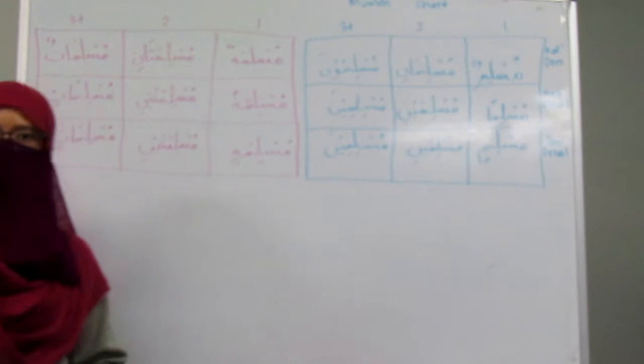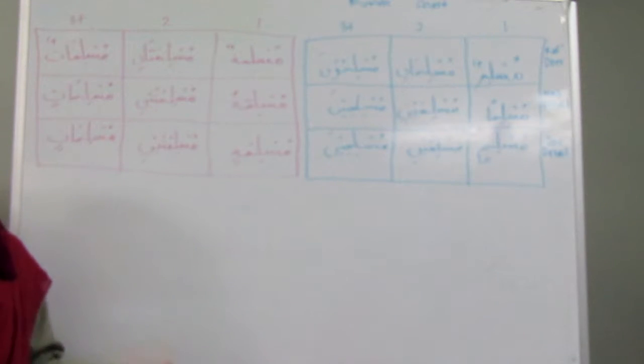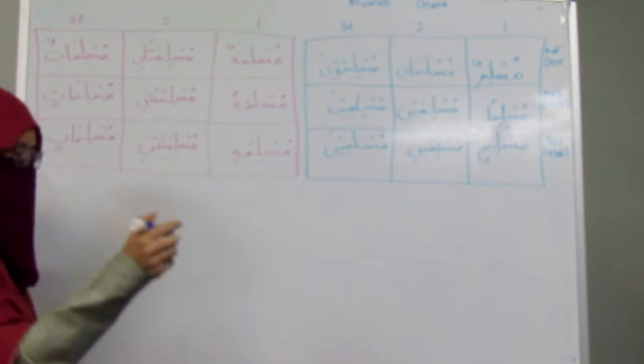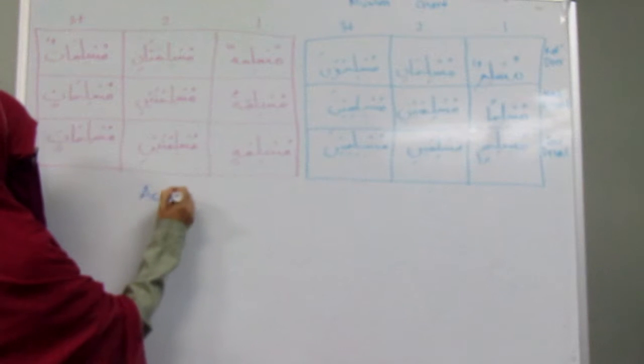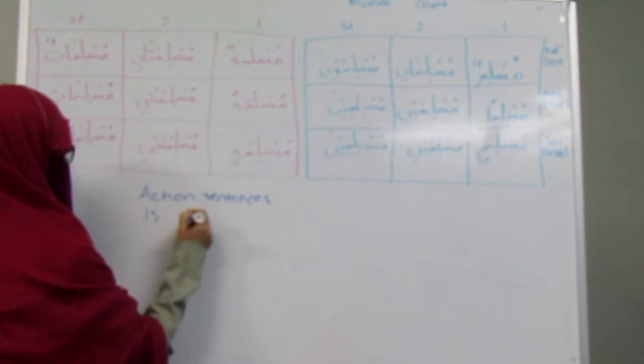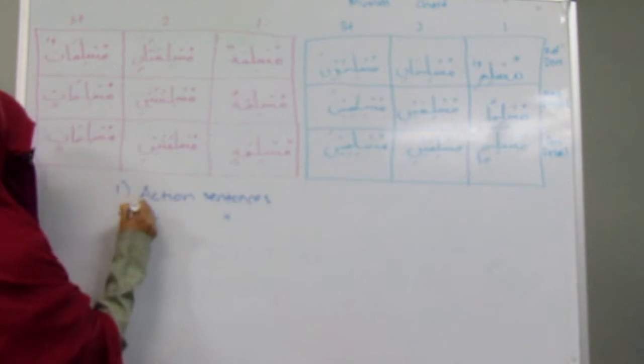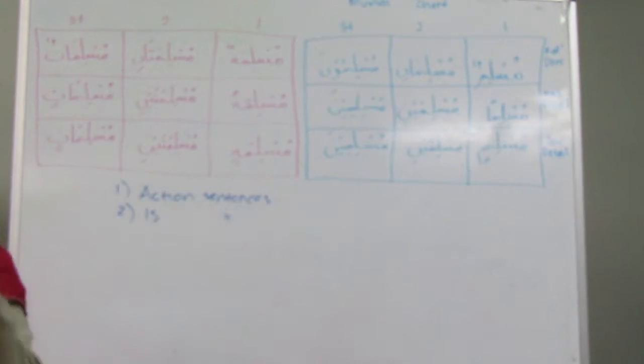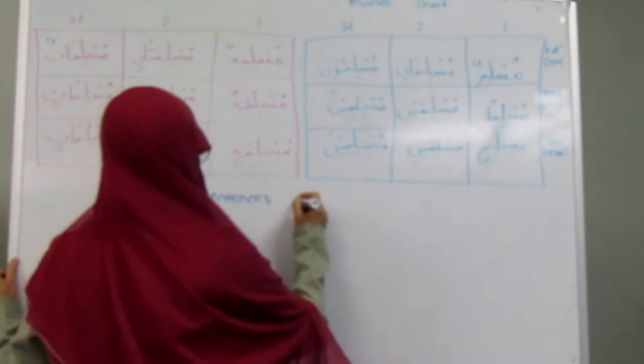Okay, so let's quickly review. There are two types of sentences in English and Arabic. What are they? Action sentences and is sentences. Tell me an example of each. Action sentences. Tell me in English. Give me an example of an action sentence. Abdullah: I ran towards the hallway.